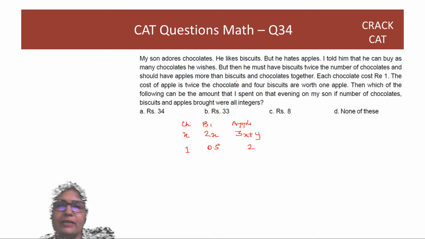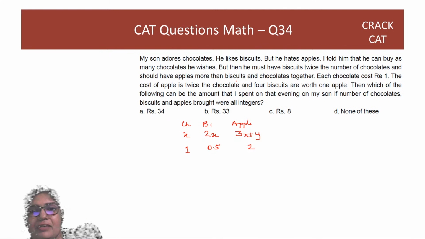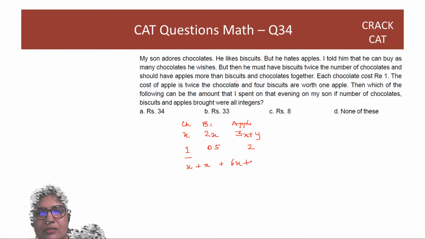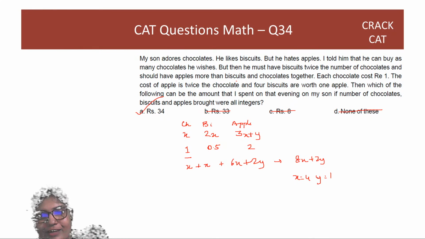Then what is the amount that is spent if everything is an integer? So यहाँ पे you are spending x rupees, यहाँ पे भी you are spending x rupees. Here you are spending 6x plus 2y rupees. And everything is an integer. So 8x plus 2y should be an integer. So first of all, your number should be even. Second, it should be more than 8. And it should not be none of these. So answer is 34. If I put x equal to 4 and y is equal to 1, I get 34 as the answer, right? So then everything works out. Answer is 34.